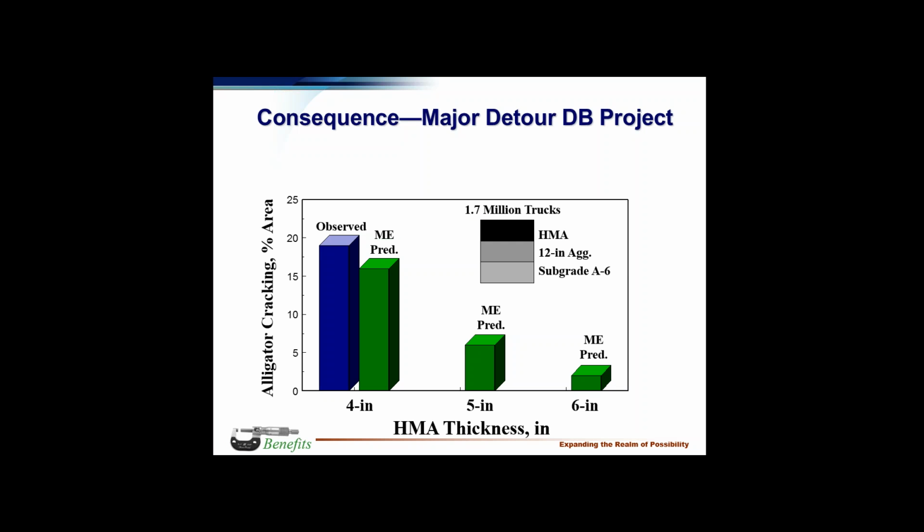So let's put this into the MEPDG. Here's the cracking percentage. This was observed, about 20%. This is what the program would predict, somewhere up in that neighborhood. So if they'd have designed this, they would have seen immediately, this ain't going to work. We got a problem. You see, there's always pressure from the contractor on the designer.